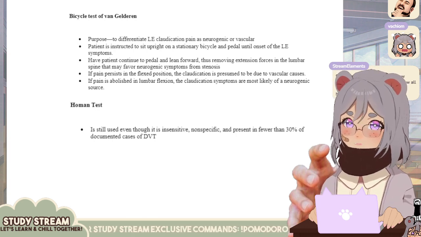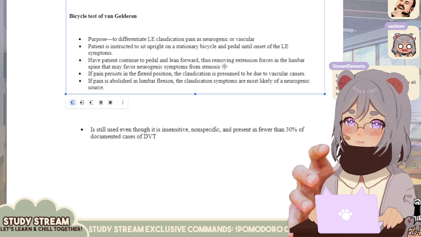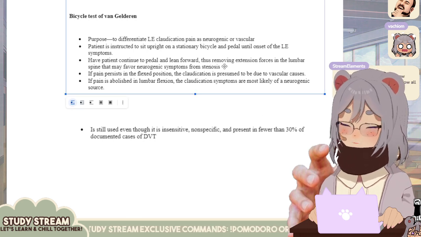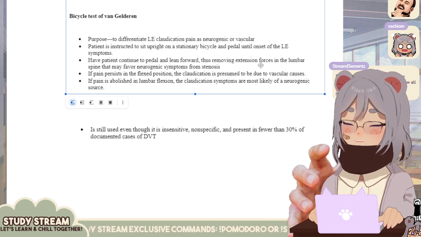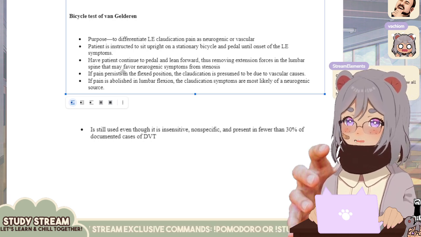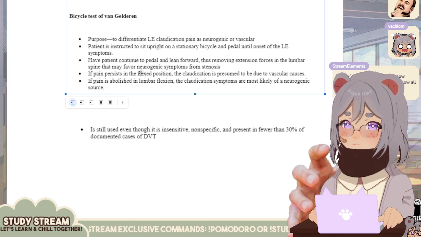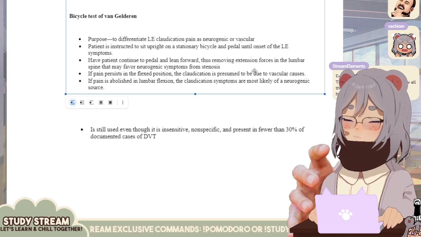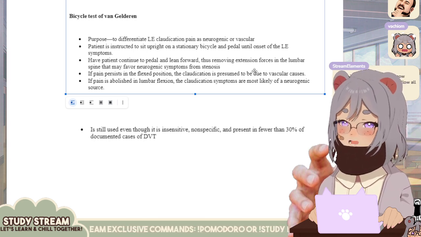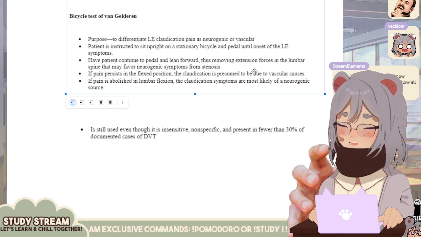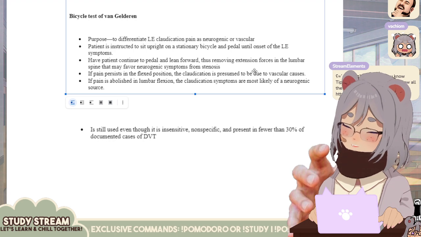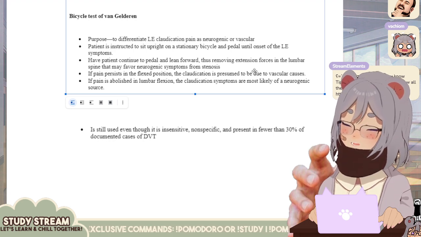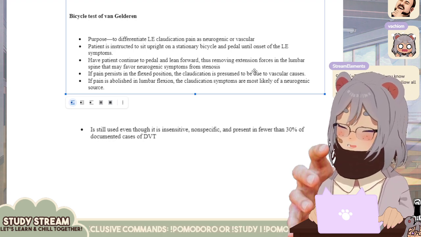Have the patient continue to pedal and lean forward. What happens is that when you lean forward, you're flexing your trunk and no longer extending it, thus removing the extension forces in the lumbar spine that may have favored neurogenic symptoms from stenosis. So basically, when you flex, you're opening the spinal canals, and so there's not as much compression on a nerve that it may have been pushing on.